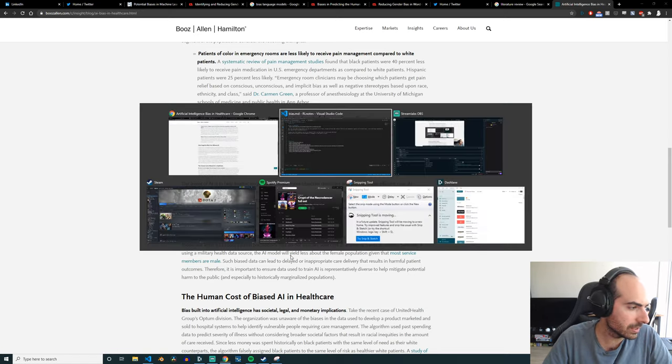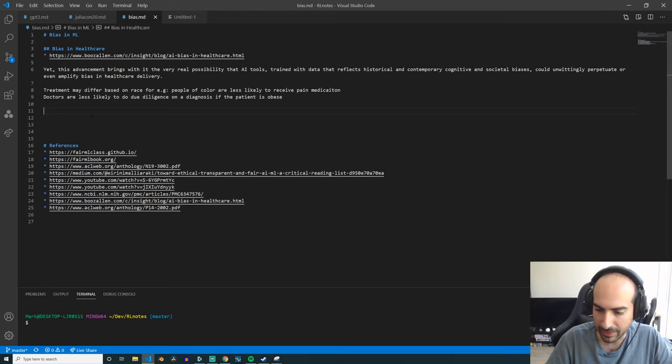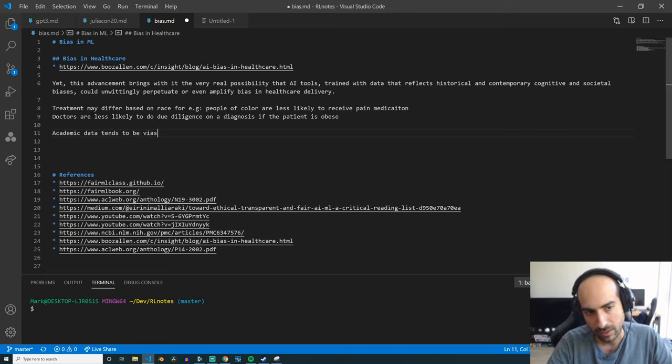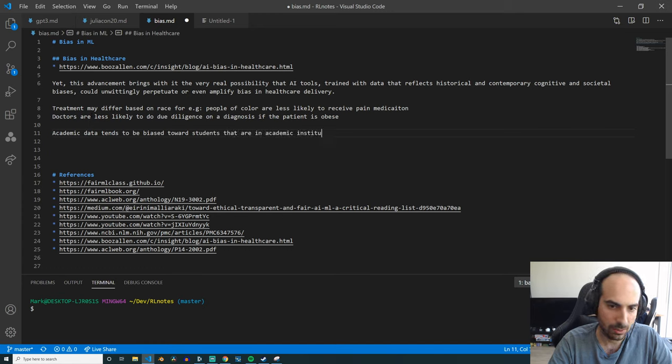Oh, interesting. Yeah, so this is also true for psychology experiments. Most psychology experiments are done on psychology undergrads. As a result, the data directly skews towards the beliefs of young undergraduates that happen to be in psychology programs. So academic data tends to be biased towards students that are in academic institutions and are not representative of the wider population.